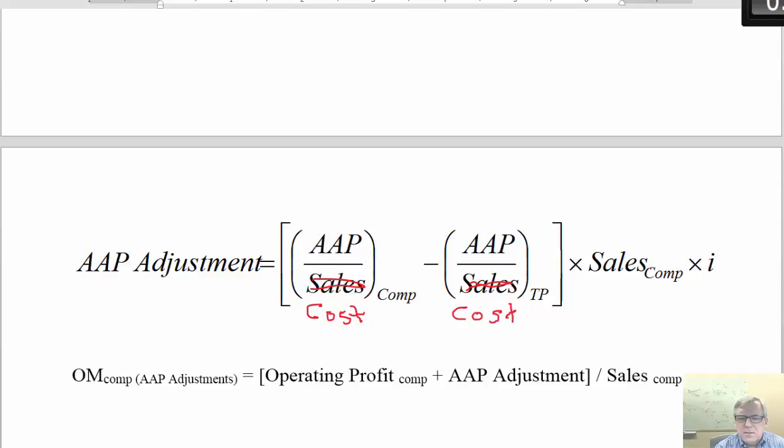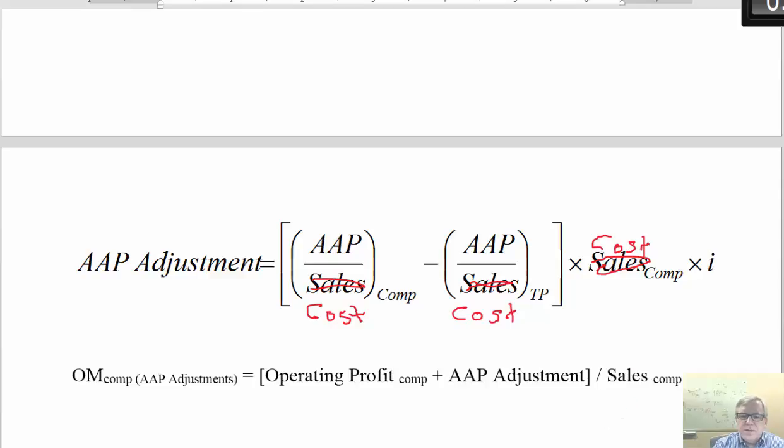So this is all pretty straightforward. Again, since this is going to be a markup over costs, we're going to replace this with costs. And by costs, I mean both the cost of goods sold and the SG&A, the total cost, because that's what's going to be in the denominator of our net cost plus markup.